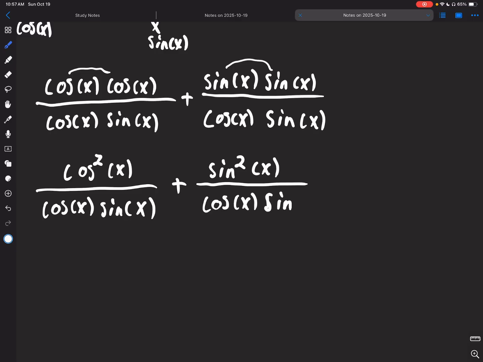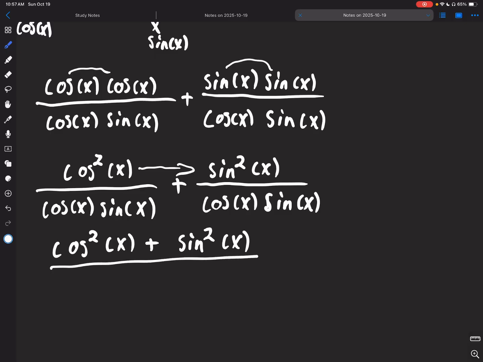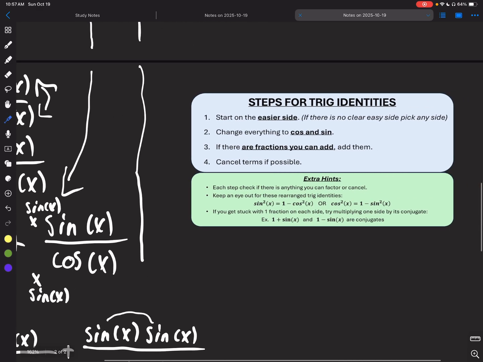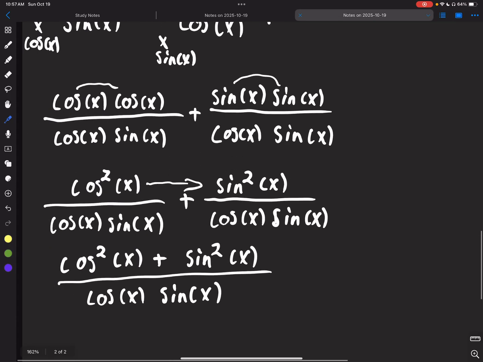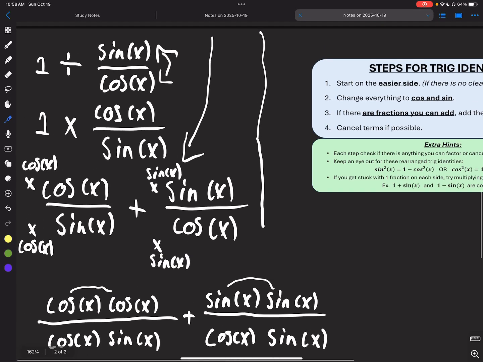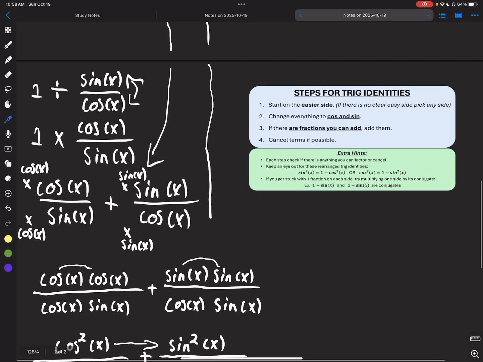Now, since our bottoms are the same and we've simplified the tops, when we're adding fractions, we just add the tops. So this will become cos squared x plus sine squared x all over cos x sine x. Okay, now we're getting close. Let's go back up to our rules here. So step 4, cancel like terms if possible. Well, there's nothing to cancel here. So let's go to our extra hints. In our extra hints, it says each step we want to check if there's anything we can factor or cancel. Okay, there's nothing we can cancel or factor.